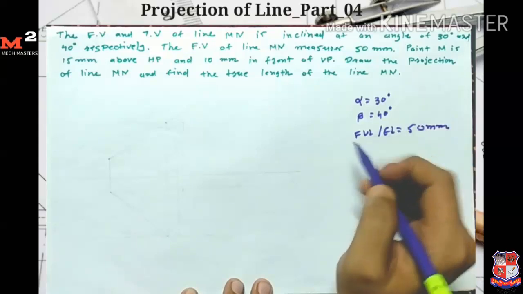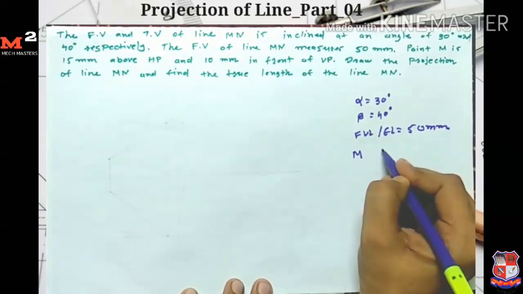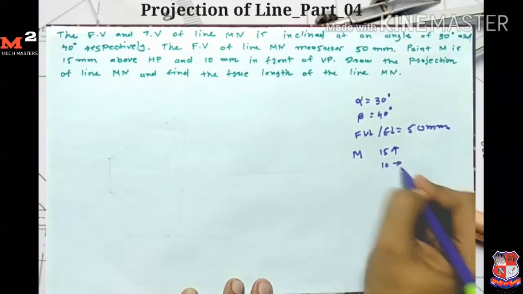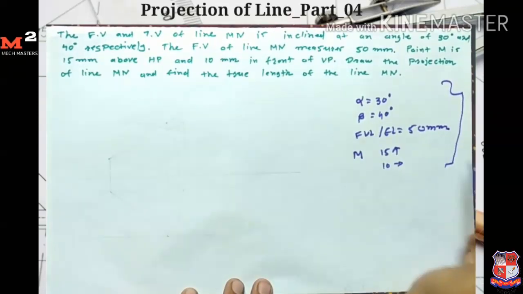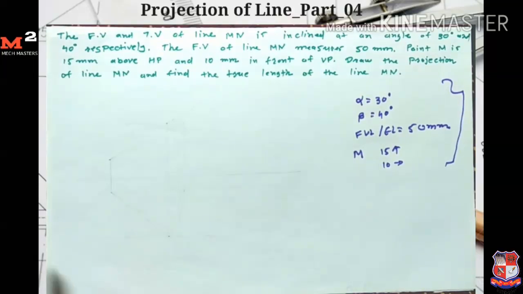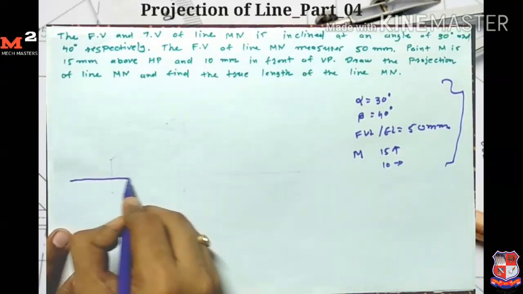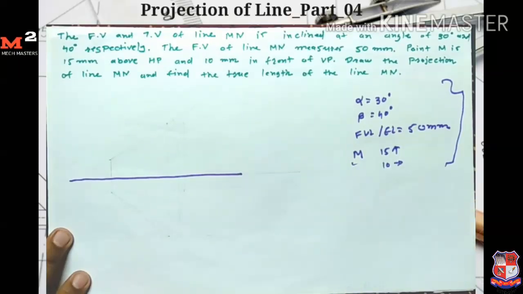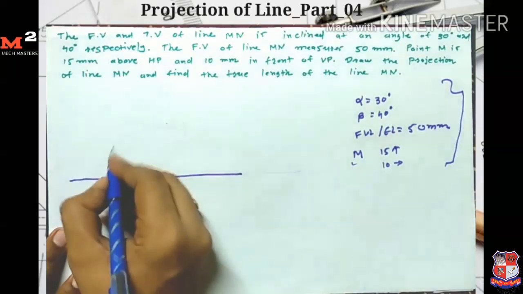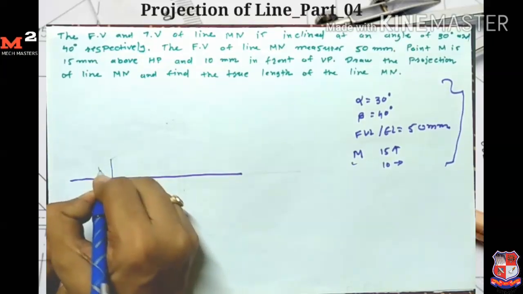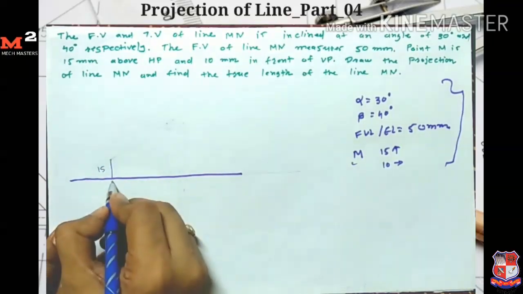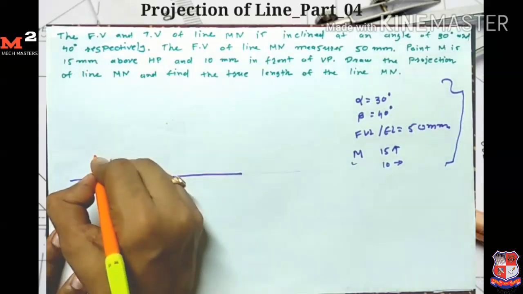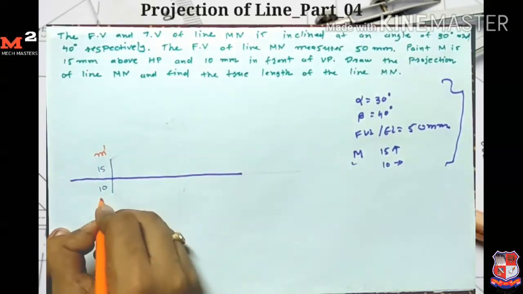The point M is 15 mm above HP and 10 mm in front of VP. Okay, so this data is given. First I draw the reference line here. Now first I mark the point M. For M, it is 15 mm above, so from here I measure the 15 mm distance, and 10 mm in front of, so here I measure 10 mm. So I get my M dash point here and M point here.